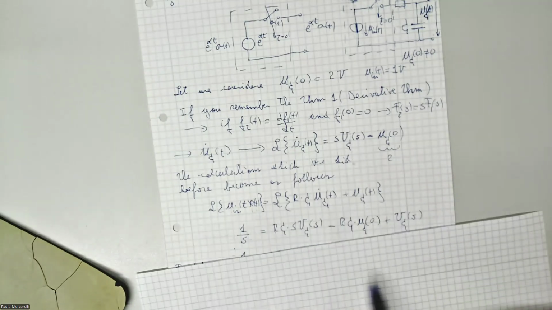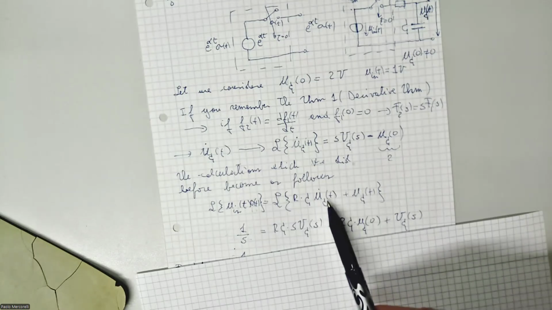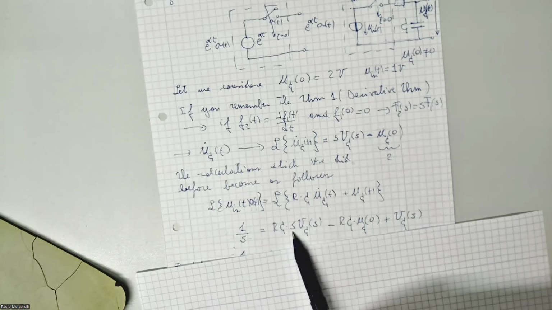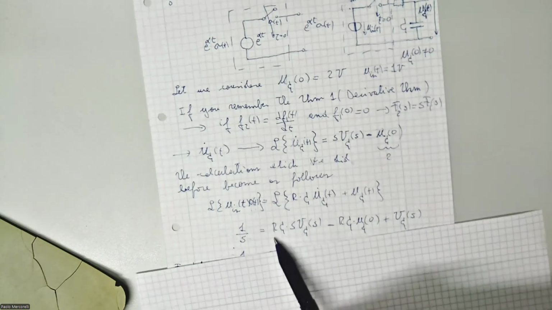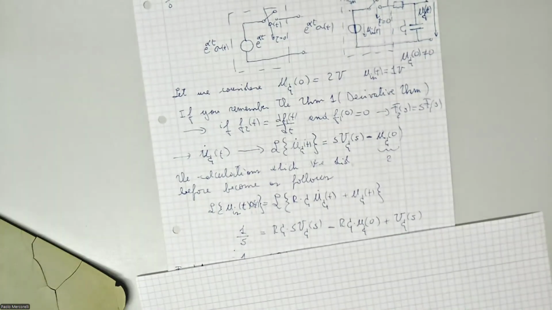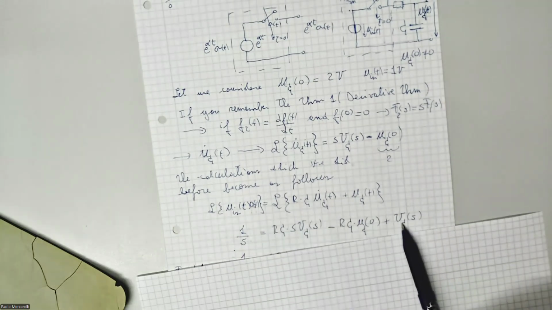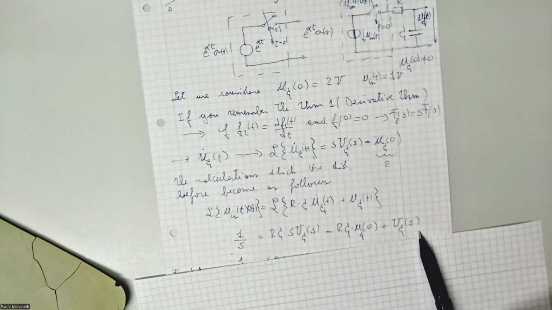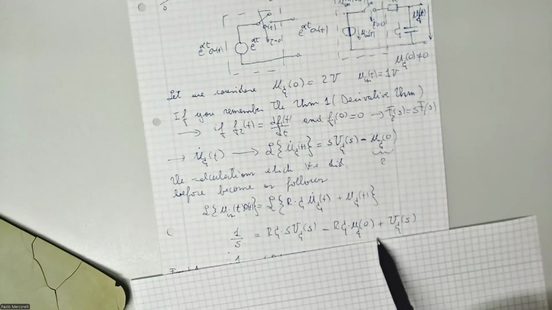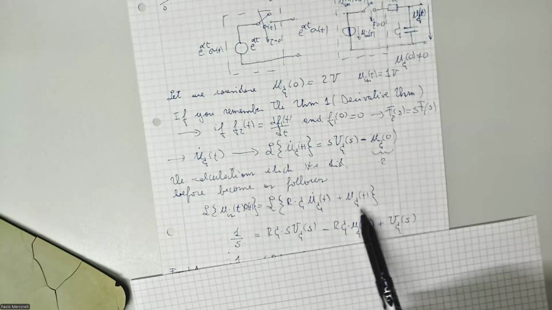Equals what I have in the right part. What do I have in the right part? I have the transformation of the derivative, which is S times UC of S, multiplied by R multiplied by C, because it's linear. RC remains, let me say, in this form. Plus UC of S, which is the Laplace transform of UC of t. And if UC of 0 is not 0, I have to put this.